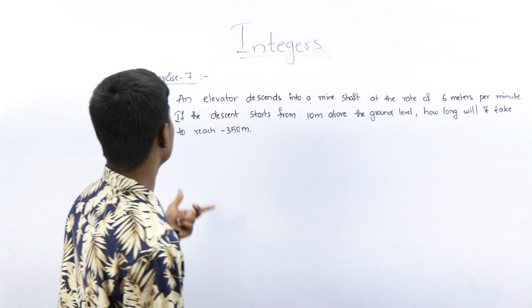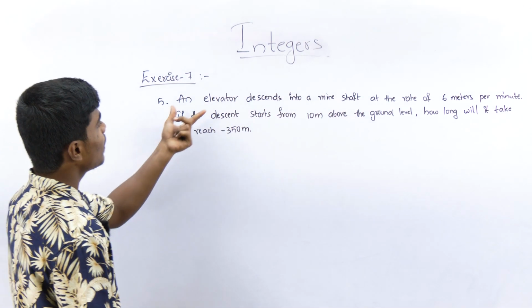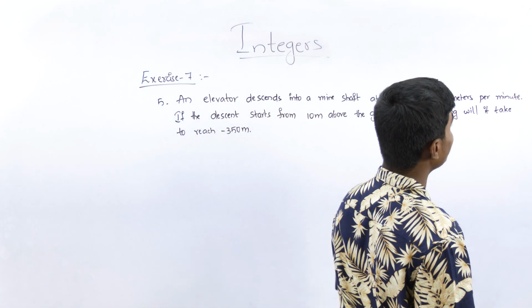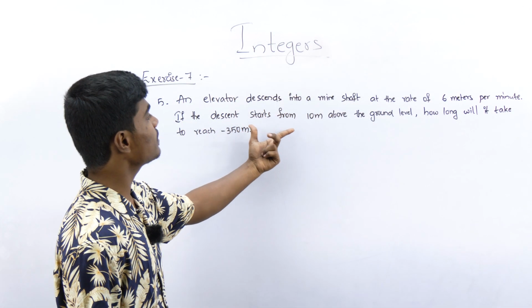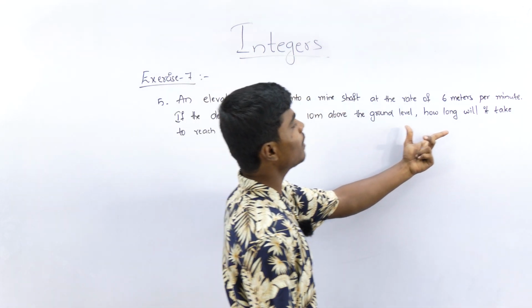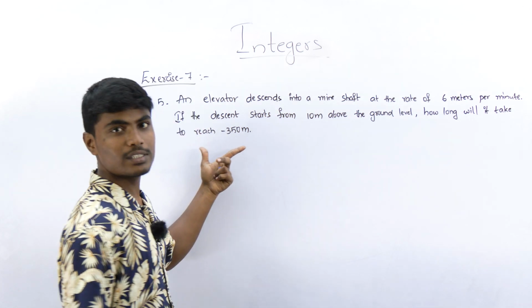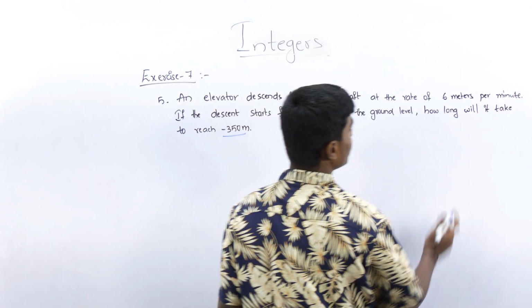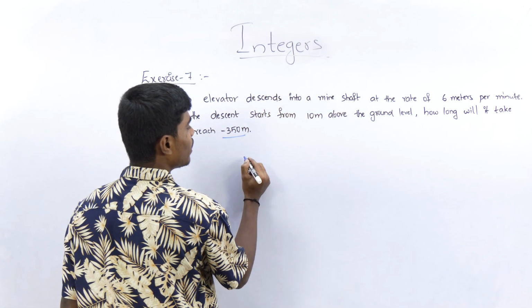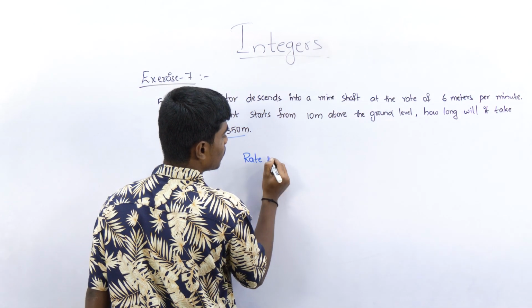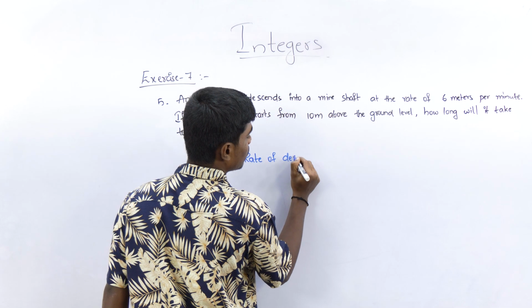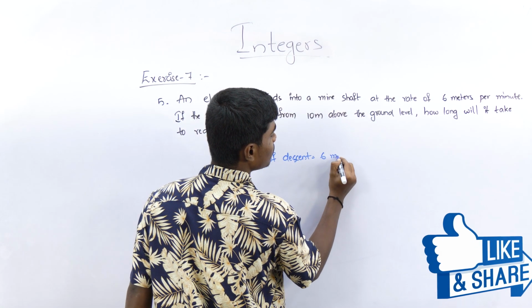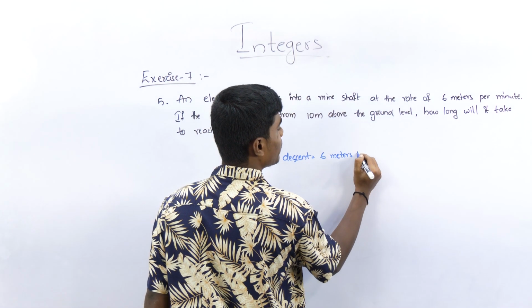Now, this is the last problem of exercise 7. An elevator descends into a mine shaft at the rate of 6 meters per minute. If its descent starts from 10 meters above the ground level, how long will it take to reach minus 350 meters? See, here rate of descent is equals to 6 meters per minute.